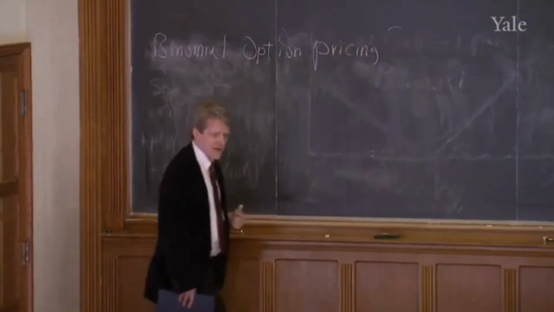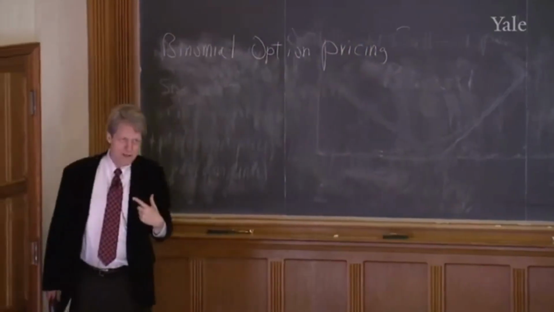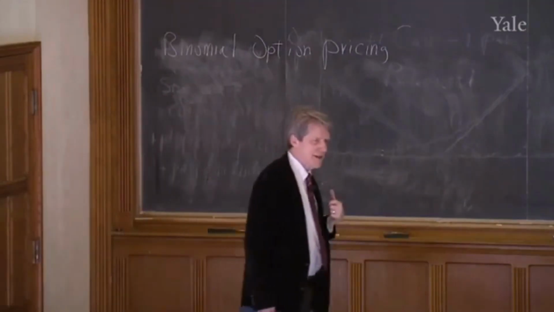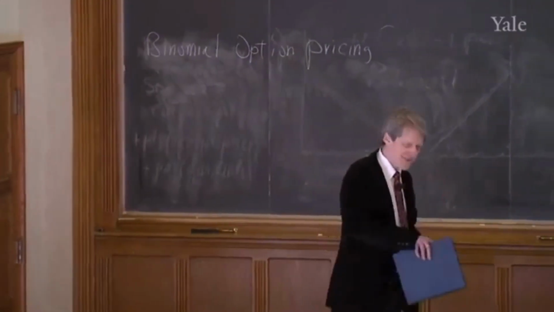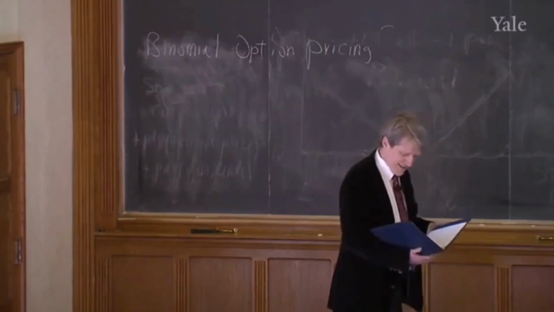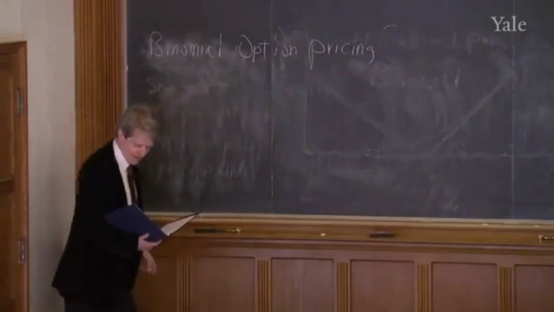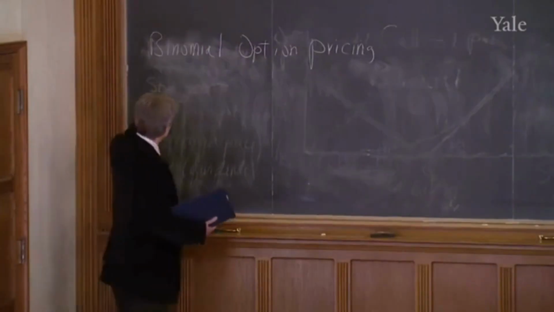And to simplify the story, I'm going to tell a story about a world in which there's only two possible prices for the underlying stock. That makes it binomial. There's only two things that can happen. And it can either be high or low. All right? So let me get my notation.